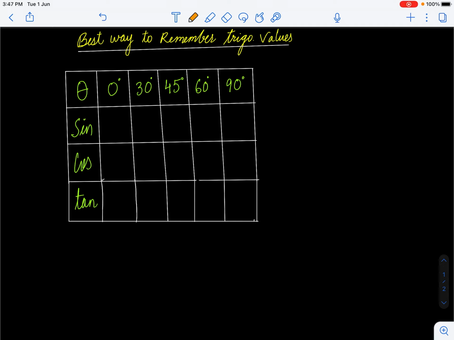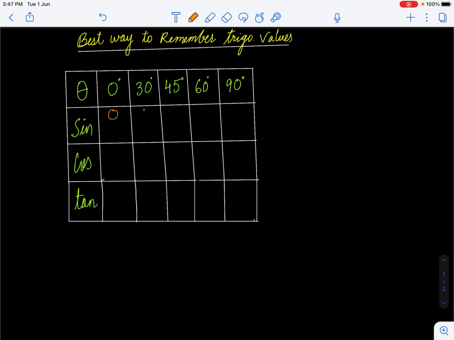So what you have to do is first make a table like this: 0, 30, 45, 60, 90. Obviously you know the angles, and currently we are doing for sine, cosine and tan. And if you are in year 11, year 12, you can further do it for secant, cosecant and cotangent also. Now this is especially for year 9, year 10, because in some papers they have a non-calculator paper, they are not allowed to use calculators. So what you have to do is simply start from 0.